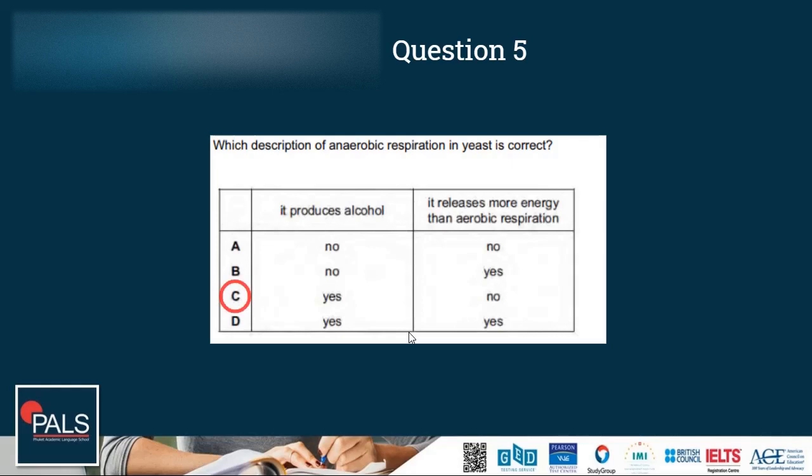Yes, the correct answer is C. Anaerobic respiration in yeast is alcoholic fermentation, so yes, it produces alcohol. It releases more energy than aerobic respiration. No, aerobic respiration releases the most amount of energy possible from the glucose.